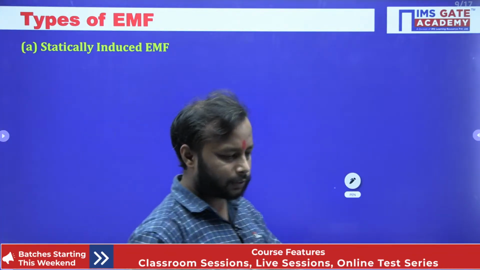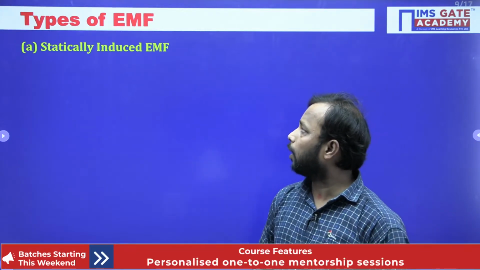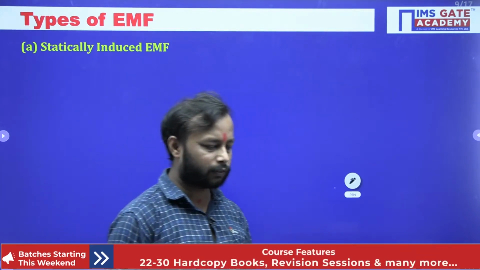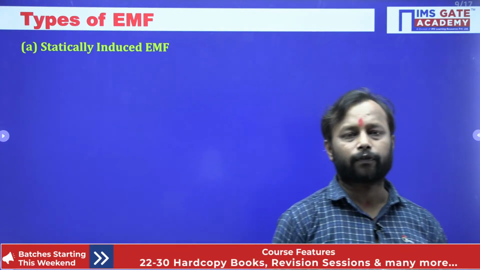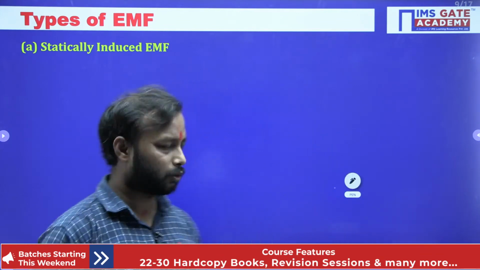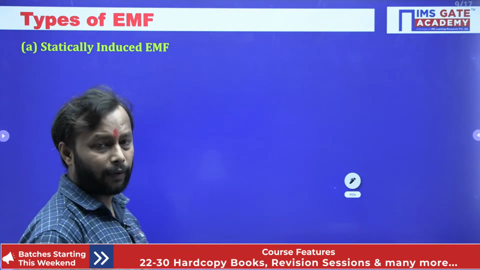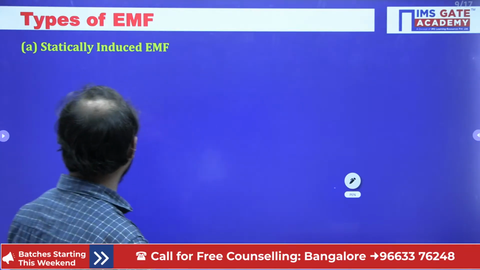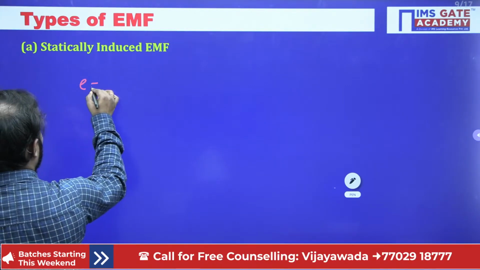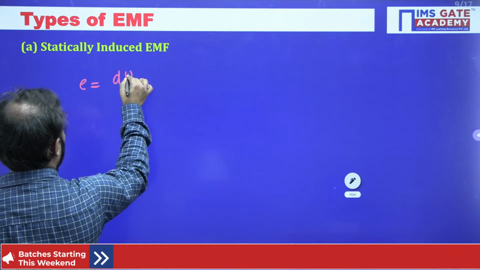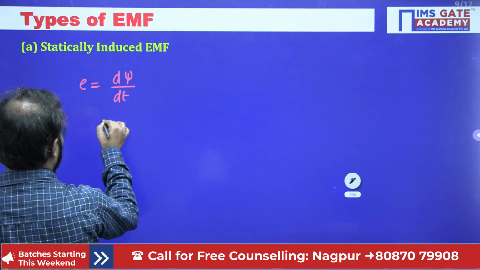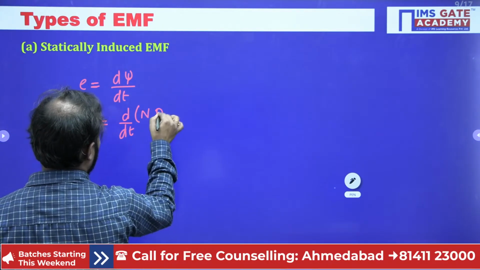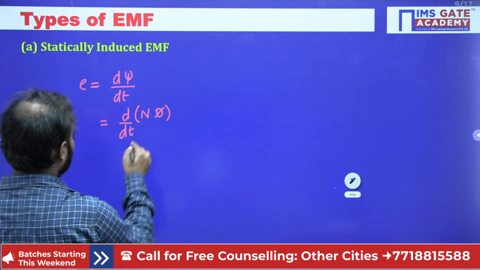So this we have seen in the last lecture, that the statically induced EMF is the EMF produced when the conductor is not moving. In this we have seen the Faraday's laws, and from there we determine the EMF equation. So let me write it directly. Here EMF E is basically what? D psi by dt. What is psi? Psi is the flux linkage, and this psi is equal to N phi. N is number of turns of the coil, and phi is the magnetic flux.